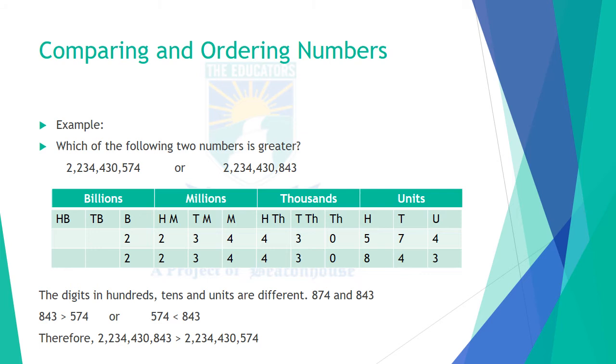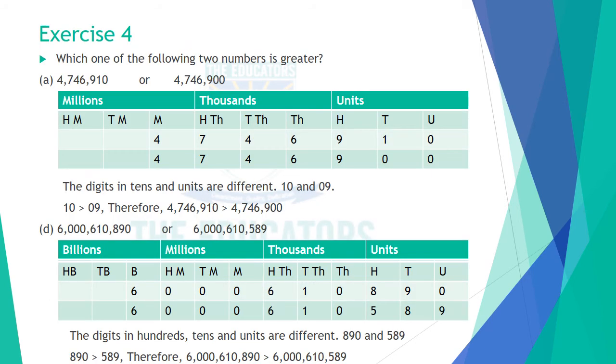First we place the digits of both numbers in the place value chart. Then you can see the digits of billions, millions and thousands are the same, but the digits in hundreds, tens and units are different. In units, one number is 574 and the other is 843. We know that 843 is greater than 574. Therefore, 2,234,430,843 is greater than 2,234,430,574.